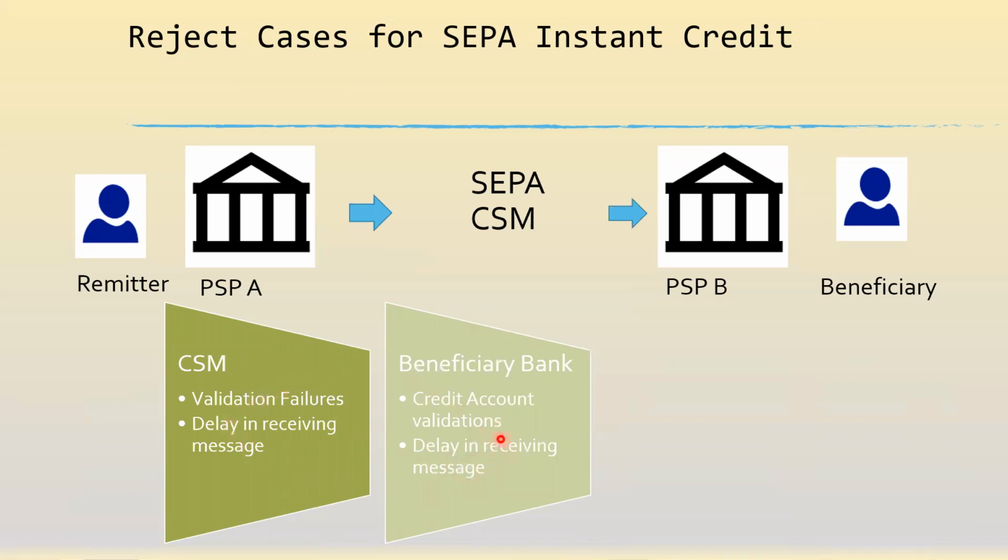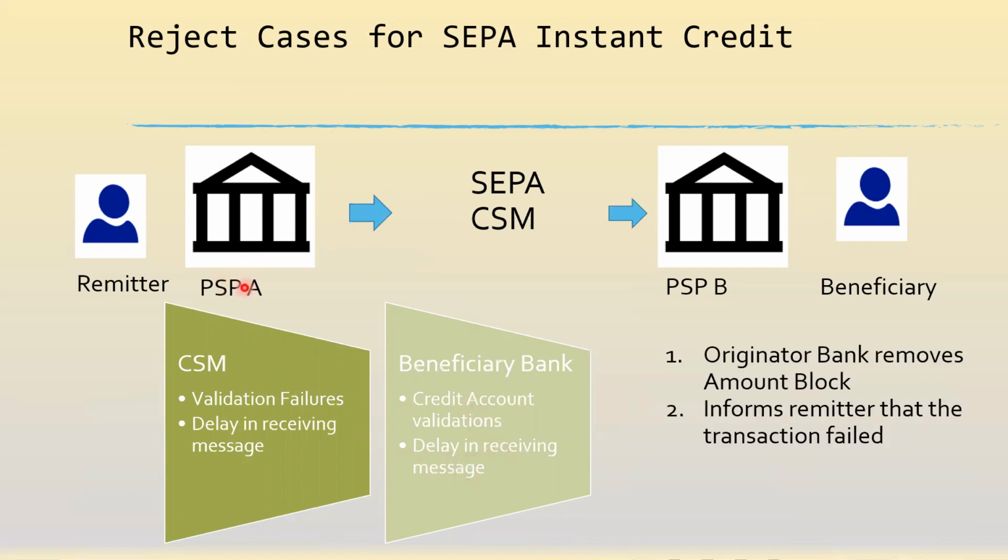In all these four cases, the CSM or beneficiary bank may reject the message and send out a PACS.002 back with a reject code to PSP-A. So what will PSP-A do? It will remove the amount block, and it informs the remitter that the transaction has failed due to so and so reason, and he may try it again.